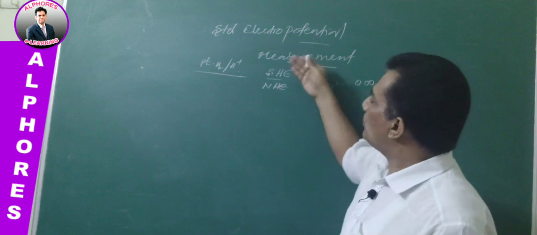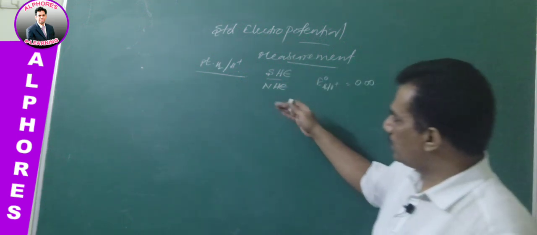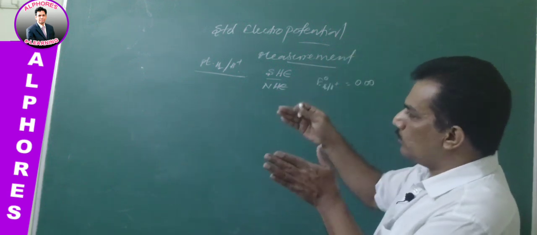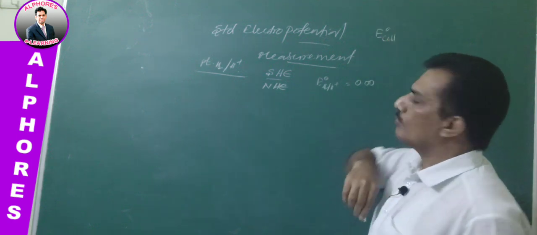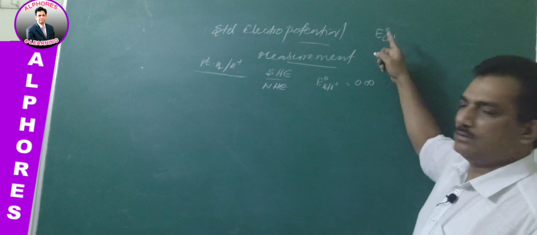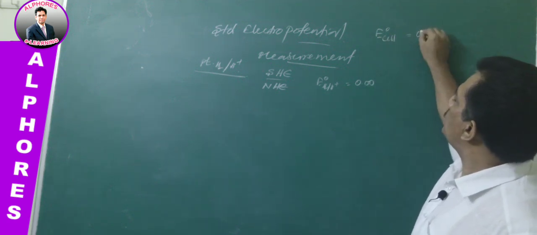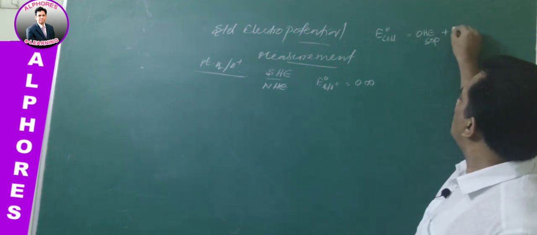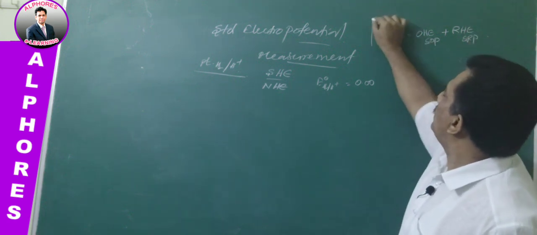And now, before entering into measuring the electrode potentials, we have to recollect, we just have to memorize this one. E0 cell, we should keep in mind this one. E naught cell is taken as OHE SOP plus RHE reduction half electrode SRP. The sum of these two is nothing but E naught cell.